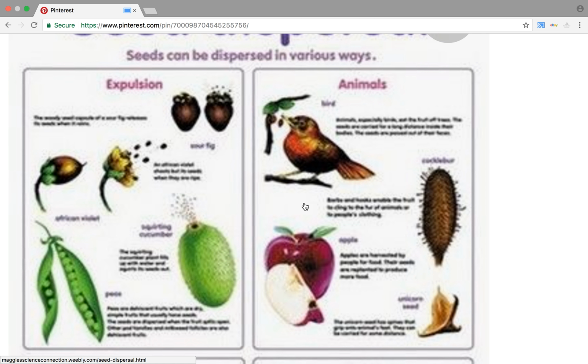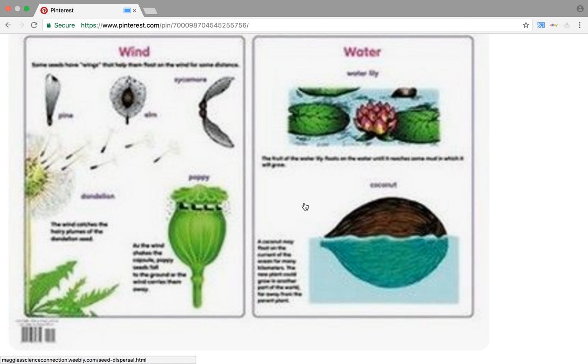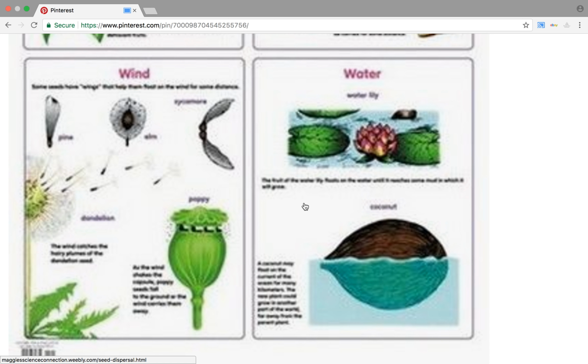Right. So food-like structure. So you see, there are two different types that are being dispersed by animals. Right. Next. Okay. Water. You're an expert, right? With the water. What are the characteristics of fruits or seeds dispersed by water?